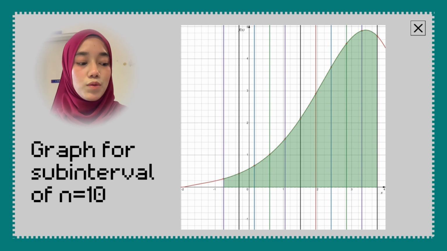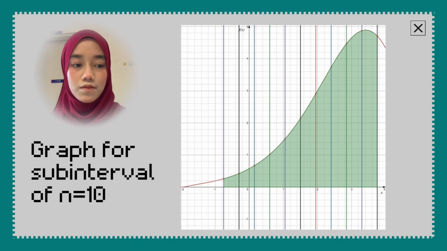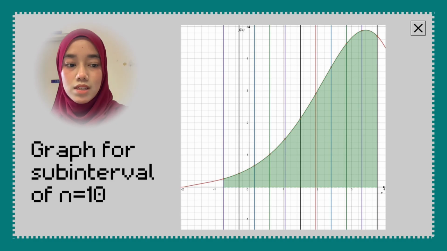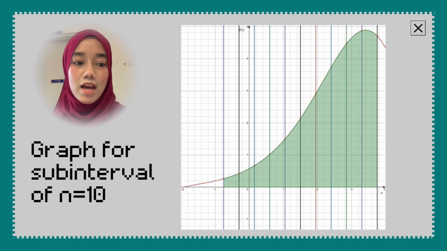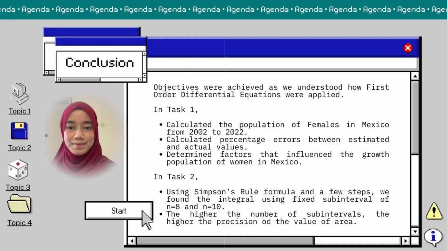And now we move to the next graph with n equal to 10. We are using more subintervals. That means that the parabolas fit the curve more closely. You notice that the shaded region follows the curve more accurately compared to when n equals 8. This is because smaller subintervals give us more points to work with and therefore a better approximation.